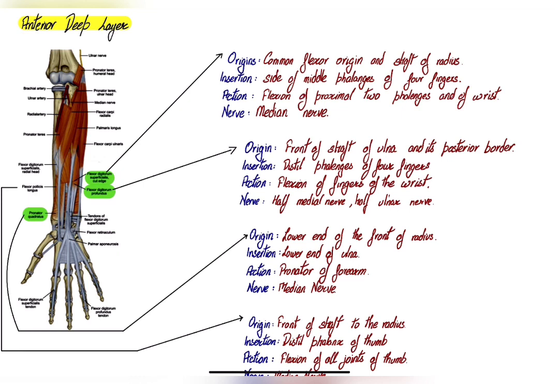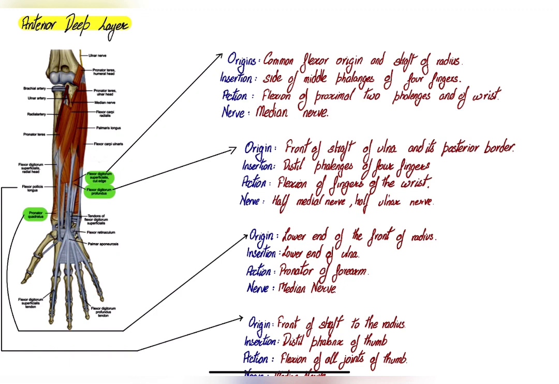Now it originates from the common flexor origin and has its insertion in the side of the middle phalange of the four fingers. The action that it performs is flexion of the proximal two phalanges of the wrist, and the nerve that passes through it is the median nerve.